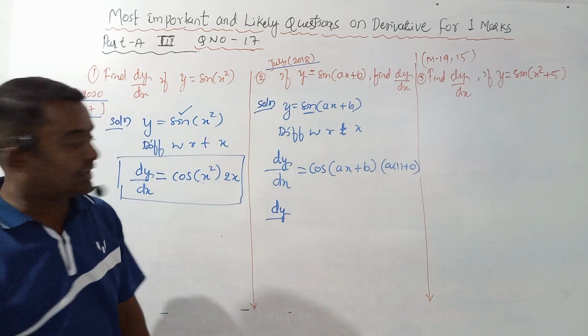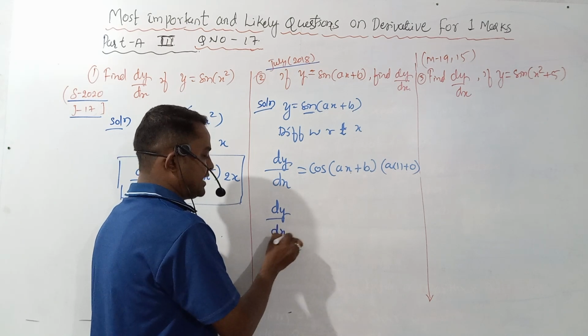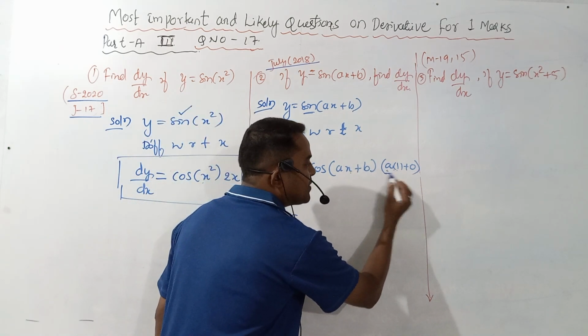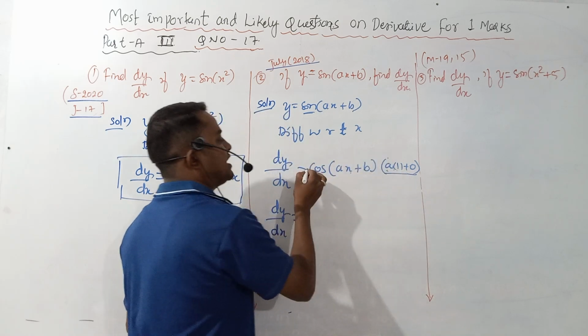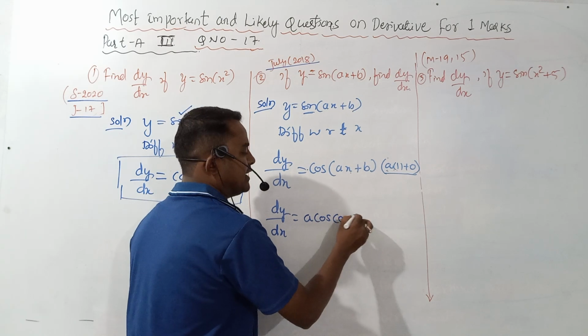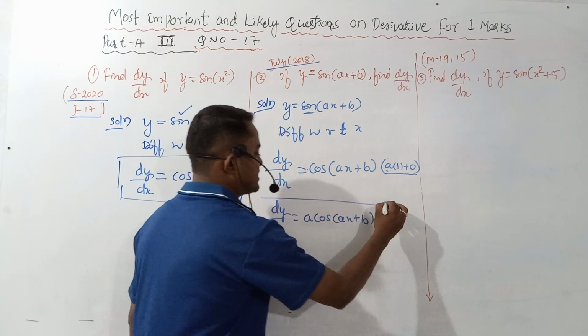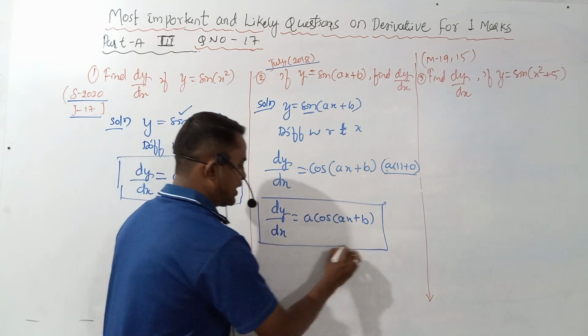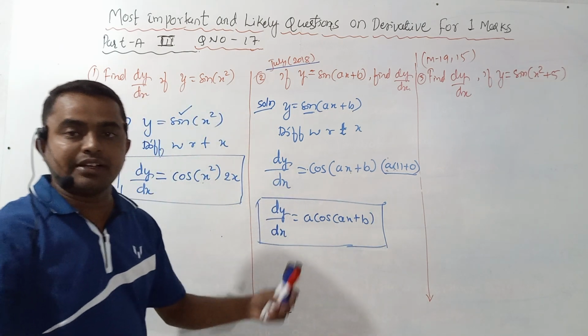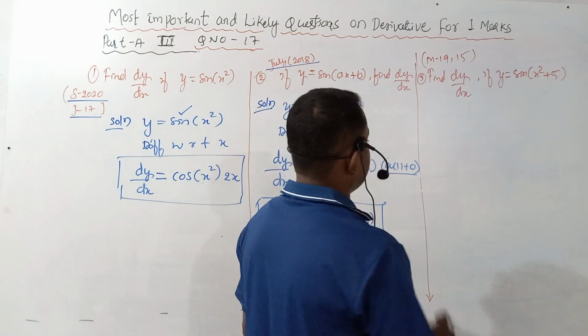Now dy by dx is equal to a into 1 is what? A plus 0 means what? A. That a I am writing at the front, a into cos, a cos(ax plus b). So this is the final answer. I hope you are getting the solutions. Yes. Next, third one.